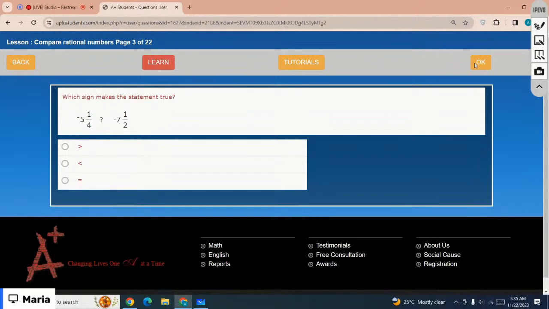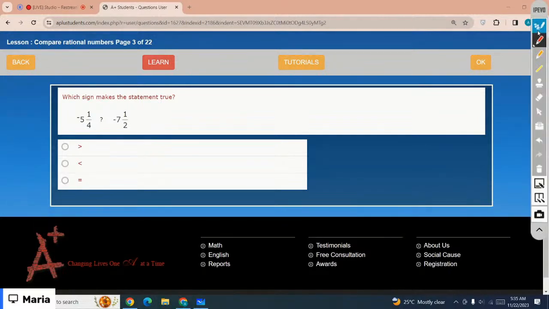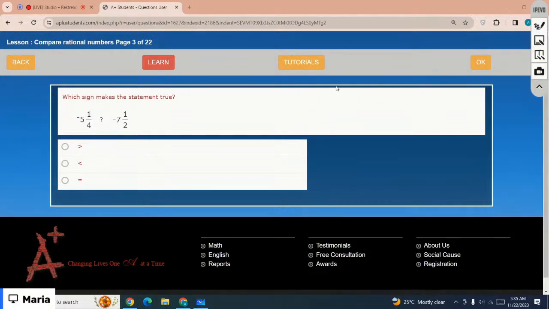Negative 5 whole 1 over 4 and negative 7 whole 1 over 2. Just look at their whole numbers, right? Negative 5 and negative 7. On the negative side, as you are moving far from 0, the numbers are getting smaller and smaller, right? So on the number line, negative 7 is far from 0. So obviously negative 5 whole 1 by 4 is greater than negative 7 whole 1 over 2, right? The correct option is greater.